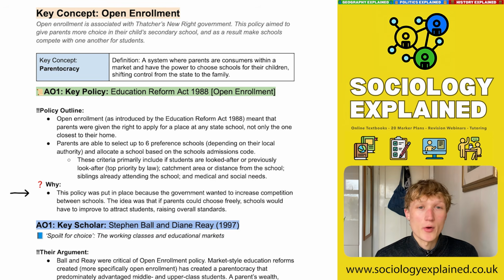This was brought in by the Margaret Thatcher government, believing that if parents had the ability to choose the school freely, schools would have to work harder to win parents to apply to their school. In theory, this would raise the standards of teaching at the school, because they'd want to impress parents and get them to apply.